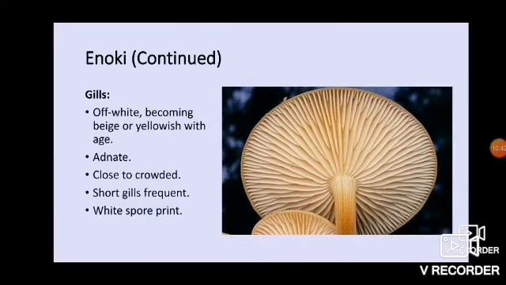So the gills are off-white, becoming beige or yellow with age. They're adnate, so they reach across and touch that stipe. They're close together or crowded, depending on the species or the locale. Short gills between the gills are frequent, and this produces white spores, which is one of the ways you can ID this mushroom over some of its lookalikes that we will look at. There's the spore print for you.